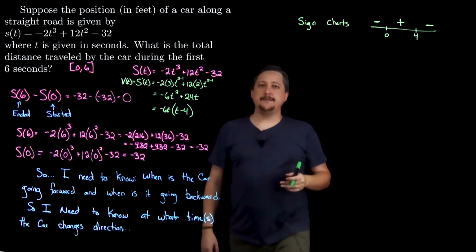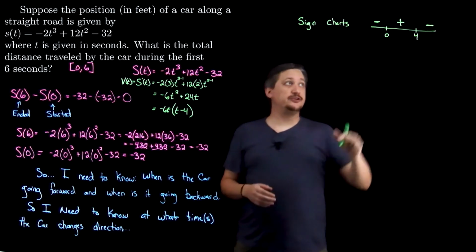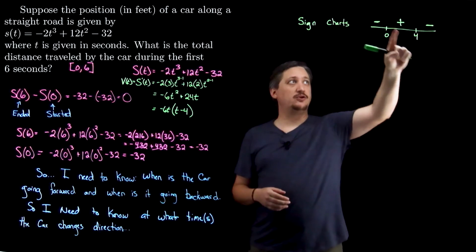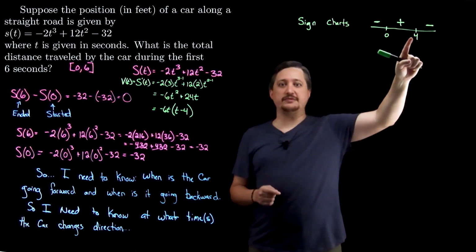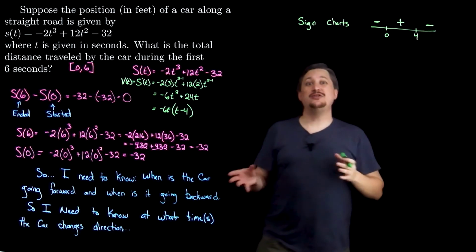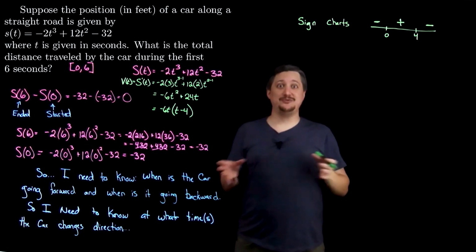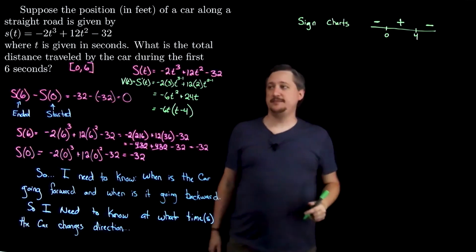So what that tells me then is I want to know the total distance traveled on the interval 0 to 4, because that's when it's all going the same direction. And then I want to know the total distance traveled from 4 to 6, because that's all the same direction. And then I want to add those magnitudes together. I want to take the absolute value of those things and add them together, okay?